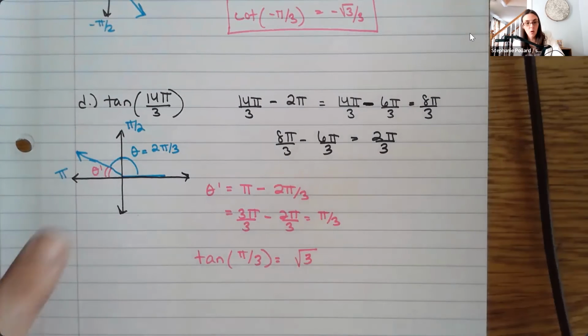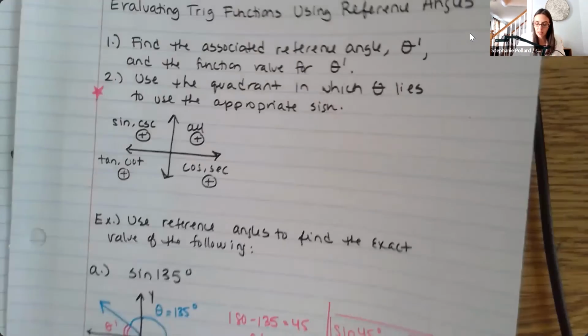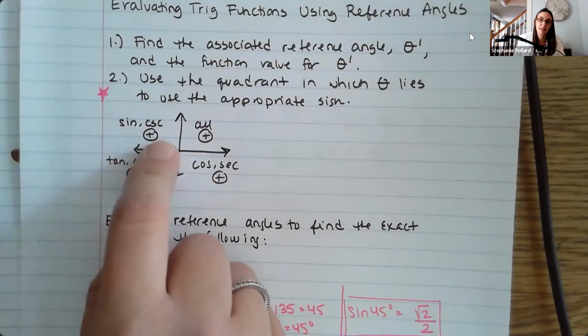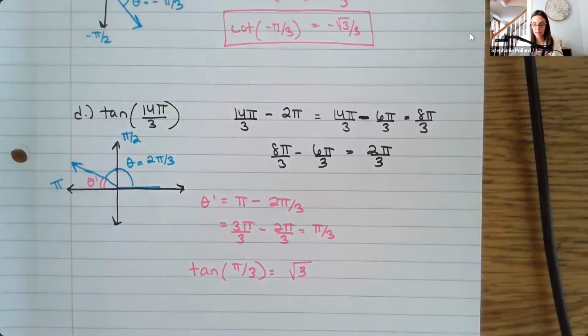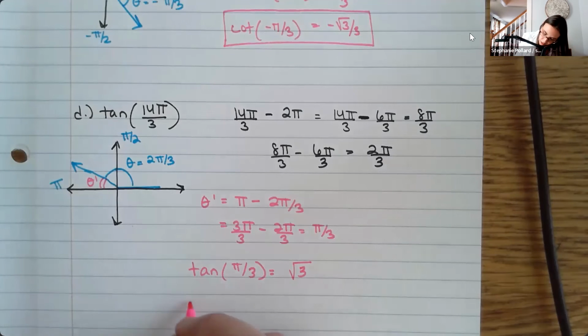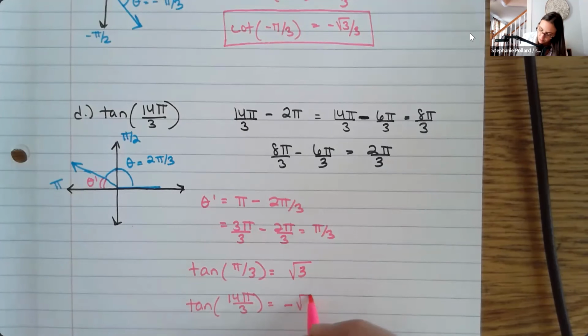So I'm in the second quadrant. And if I go here, I see that only sine and cosecant are positive. So my answer must actually be negative. So tangent of 14 pi over 3 is actually negative root 3.